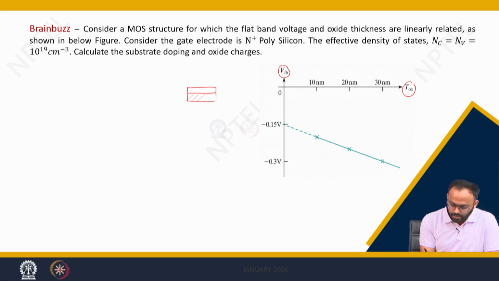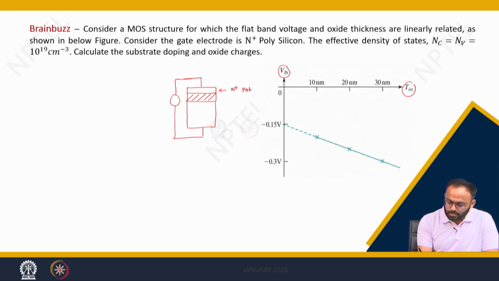This is an oxide and this is a semiconductor. In the initial lectures, I have told you that it is not mandatory that the gate metal is made up of metal only. Here it is given that the gate metal is made up of polysilicon. So, this is N plus poly. N plus stands for highly doped. So, this is polysilicon gate.